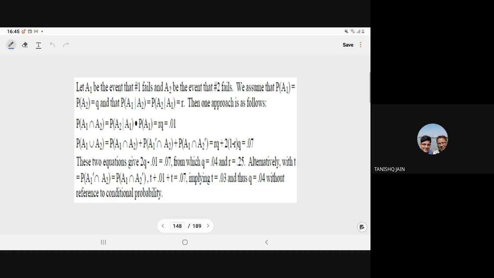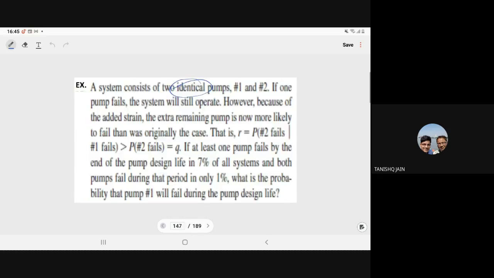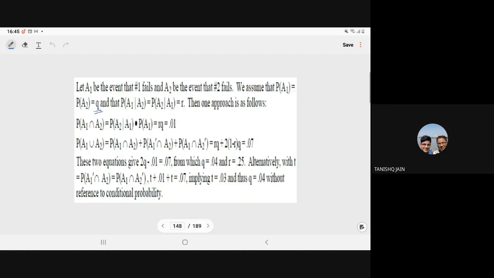Now, because both pumps are identical, P of A1 is equal to P of A2. Since P of A2 is Q, P of A1 is also Q. The probability of failure of pump 2, given that pump 1 already failed, is given as R. So P of A2 given A1 is R. Because they are identical, P of A1 given A2 will also be R.